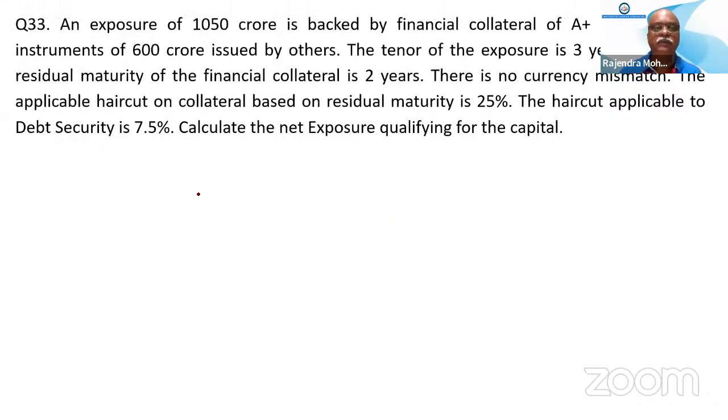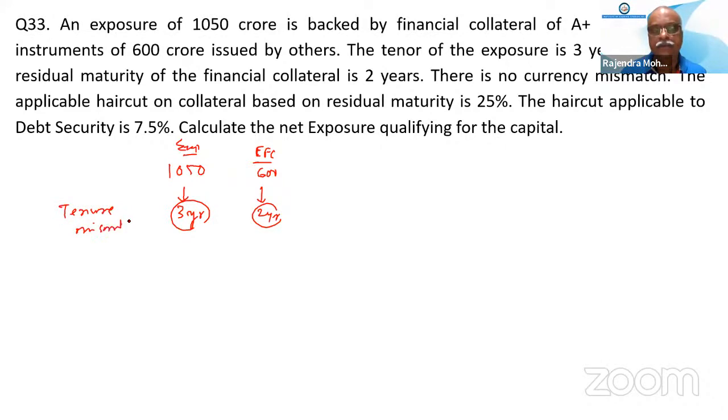Next is an exposure of 1050 backed by financial collateral of A plus debt security instruments of 600 crores. So 1050 is the exposure and this is the EFC. EFC is 600 crore, which is issued by others. The tenure of the exposure is 3 years, so the loan is given for a 3-year period, while the residual maturity of financial collateral is 2 years. So there is a tenure mismatch, because the loan is given for 3 years and eligible financial collateral is available for 2 years. There is no currency mismatch.